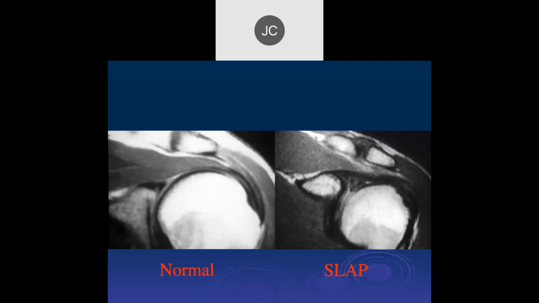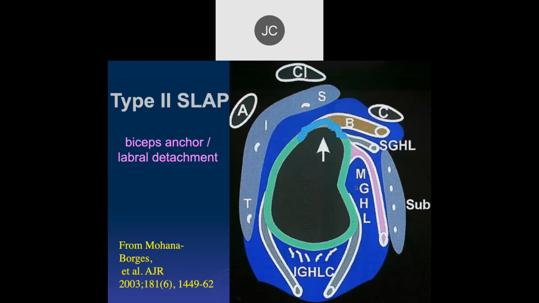This one is a little bit straighter. I don't call these type 1 SLAP tears anymore. I just call these degenerative changes of the superior labrum, and I'll explain why a little bit later. So that's a type 1 SLAP tear.